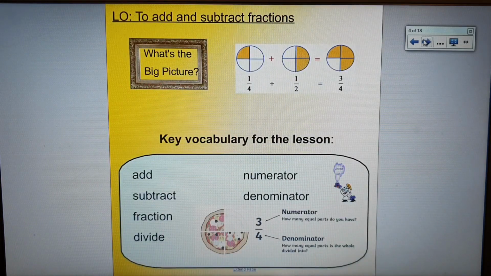So what's the big picture? Well, fractions are everywhere. You need to be able to add up different types of fractions to find an answer. We always talk about pizzas, but it's very useful to see it visually below.